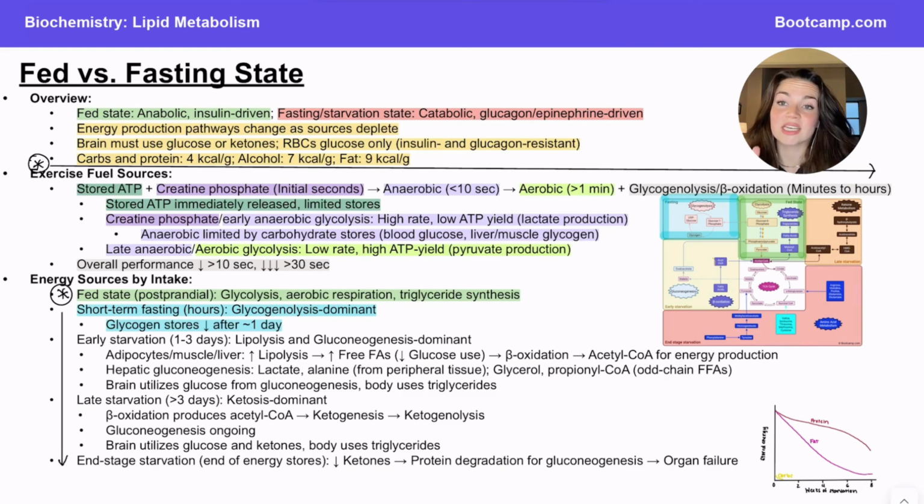After 1 day until about 3 days after your last meal, you are in the early starvation stage. That's going to be dominated by 2 energy production pathways, lipolysis and gluconeogenesis. Remember, in the adipocytes, the muscle, and the liver, we can run lipolysis, which broke apart those storage triglycerides that we were talking about earlier into free fatty acids, favoring the use of free fatty acids over blood glucose. Those free fatty acids could be broken down into energy via beta oxidation, the byproduct of which was acetyl-CoA.